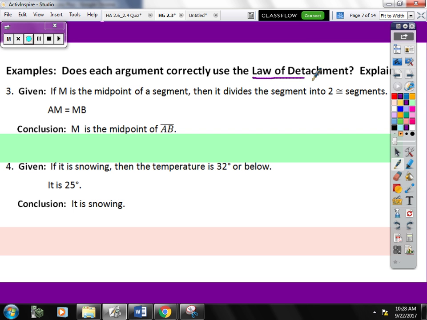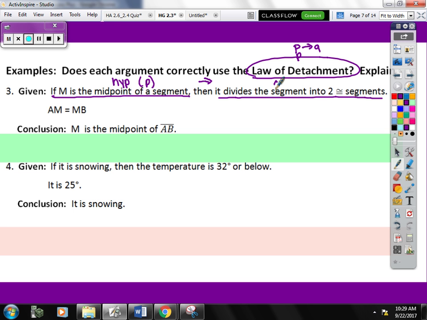So again, for the law of detachment to work, you need to have a true conditional, and you need to be given the hypothesis. So, same statement we saw about M is the midpoint of a segment. That's our hypothesis, or our P, if you want to think of it. Arrow. This is my conclusion, which you can also think of as your Q if you're using the symbols. Now, looking at the second part of the given, which I'm going to add in, they should have segment and a congruent sign instead of an equal. But they give us that AM is congruent to MB.